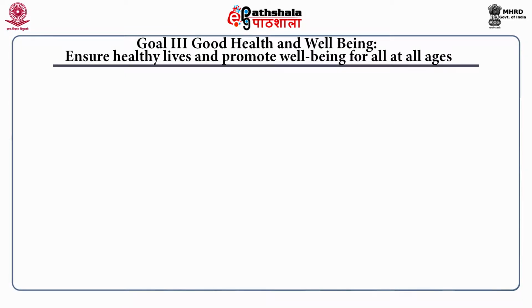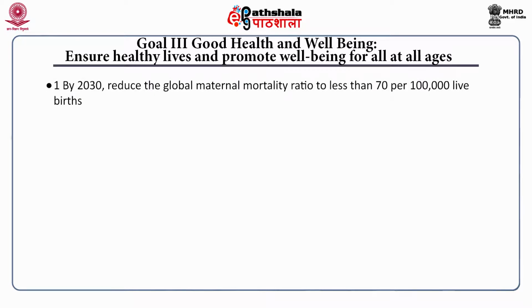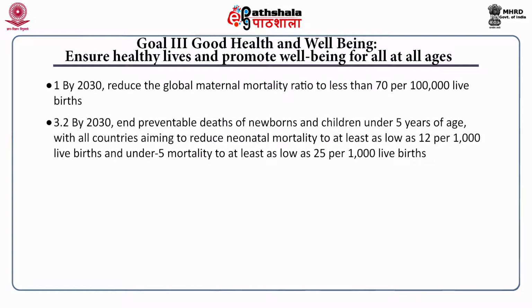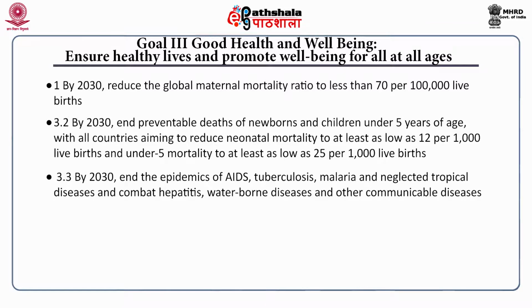Goal number 3, good health and well-being. Ensure healthy lives and promote well-being for all at all ages. By 2030, to reduce the global maternal mortality ratio to less than 70 per 1 lakh live births. End preventable deaths of newborns, especially children under 5 years of age. End the epidemic of AIDS, tuberculosis, malaria and other neglected tropical diseases, and also to combat hepatitis, waterborne diseases.